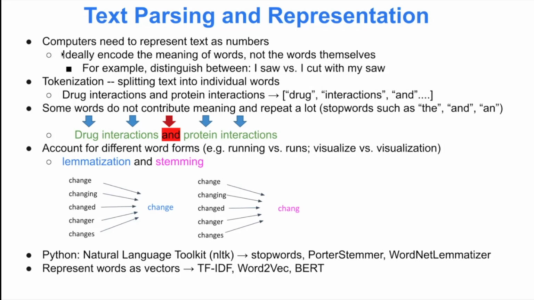And in Python, these aren't things that you have to implement on your own. The Natural Language Toolkit is quite widely used and has things like a list of stop words, the Porter stemmer, which is a widely used stemming system, and the WordNet lemmatizer. And finally, we have techniques or systems that can represent words as vectors, like we said, as numbers. These are things like TF-IDF, Word2Vec, and BERT, which we'll discuss more.